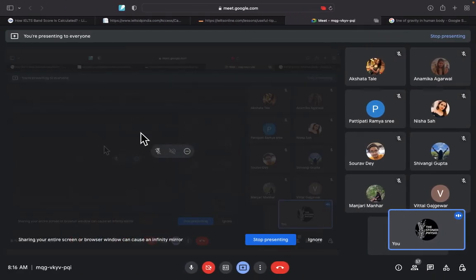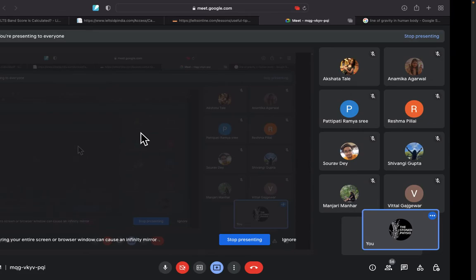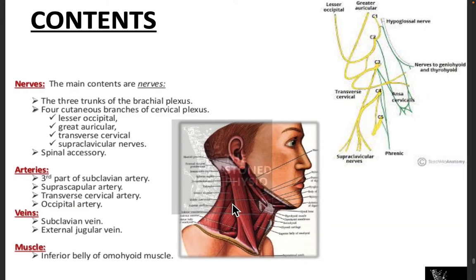Can anyone tell me the name of the 3 trunks of the brachial plexus? Upper trunk, middle trunk and lower. That is the upper, the middle and the lower trunk. ठीक है, okay. Erb's point कौन से वाले ट्रंक पे होता है? Upper trunk. अपर ट्रंक पे प्रेजेंट होता है. ओके, तो we can see all these 3 trunks are present in the posterior triangle first of all.